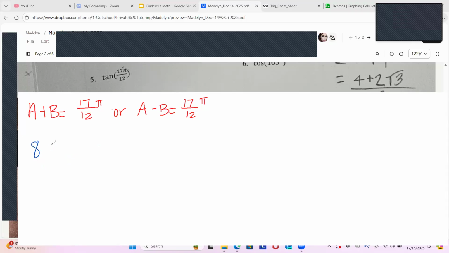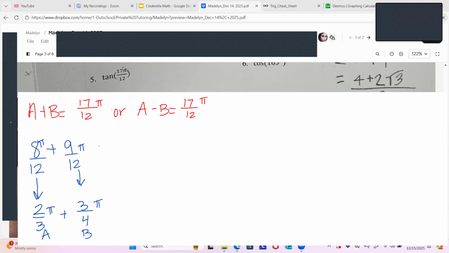8 plus 9, and then that could be over 12. Yeah, that would work. Okay, what do these reduce to? 8/12 you can divide by 4 and get 2/3 pi. And 9/12 you would divide by 3 and get 3/4 pi. Let's let this be A, this be B.